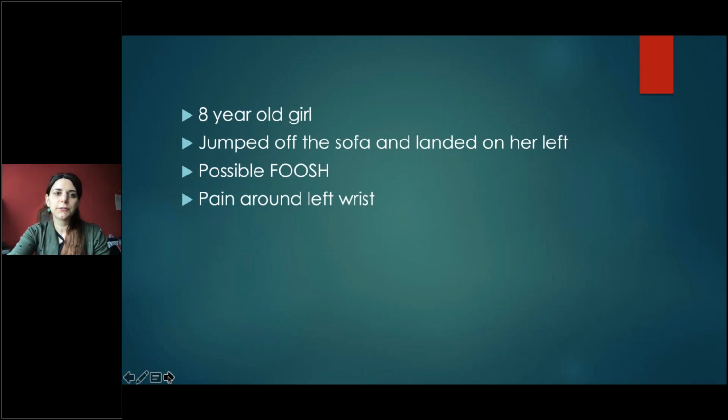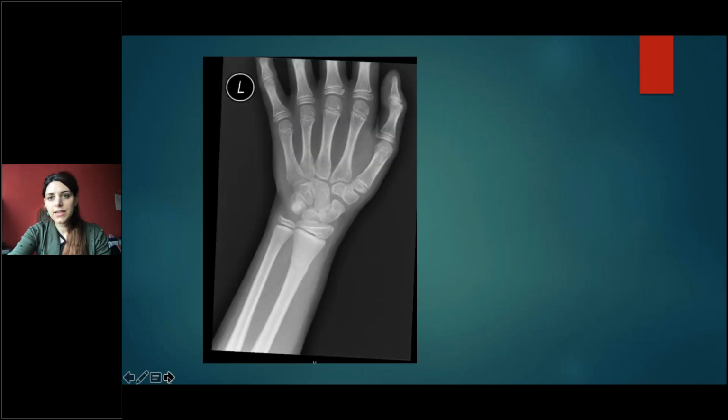So this was an 8-year-old girl who had jumped off the sofa and landed on her left side. She was unsure whether she fell on an outstretched hand, but it was a possible push. She presented in triage with pain around her left wrist and some swelling. So the nurse in triage requested an X-ray, which was this. Any thoughts? And as I always ask, spot diagnosis from this X-ray?